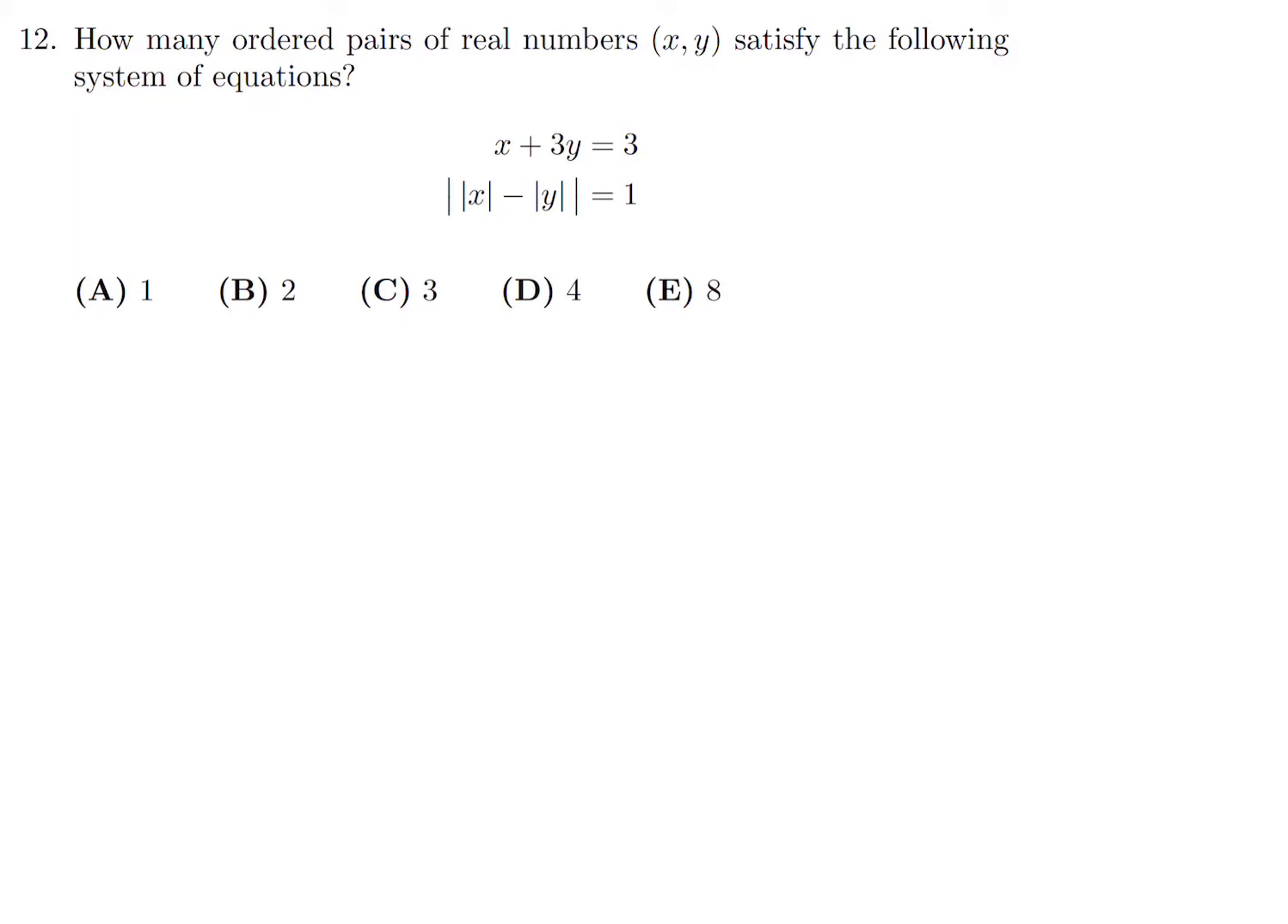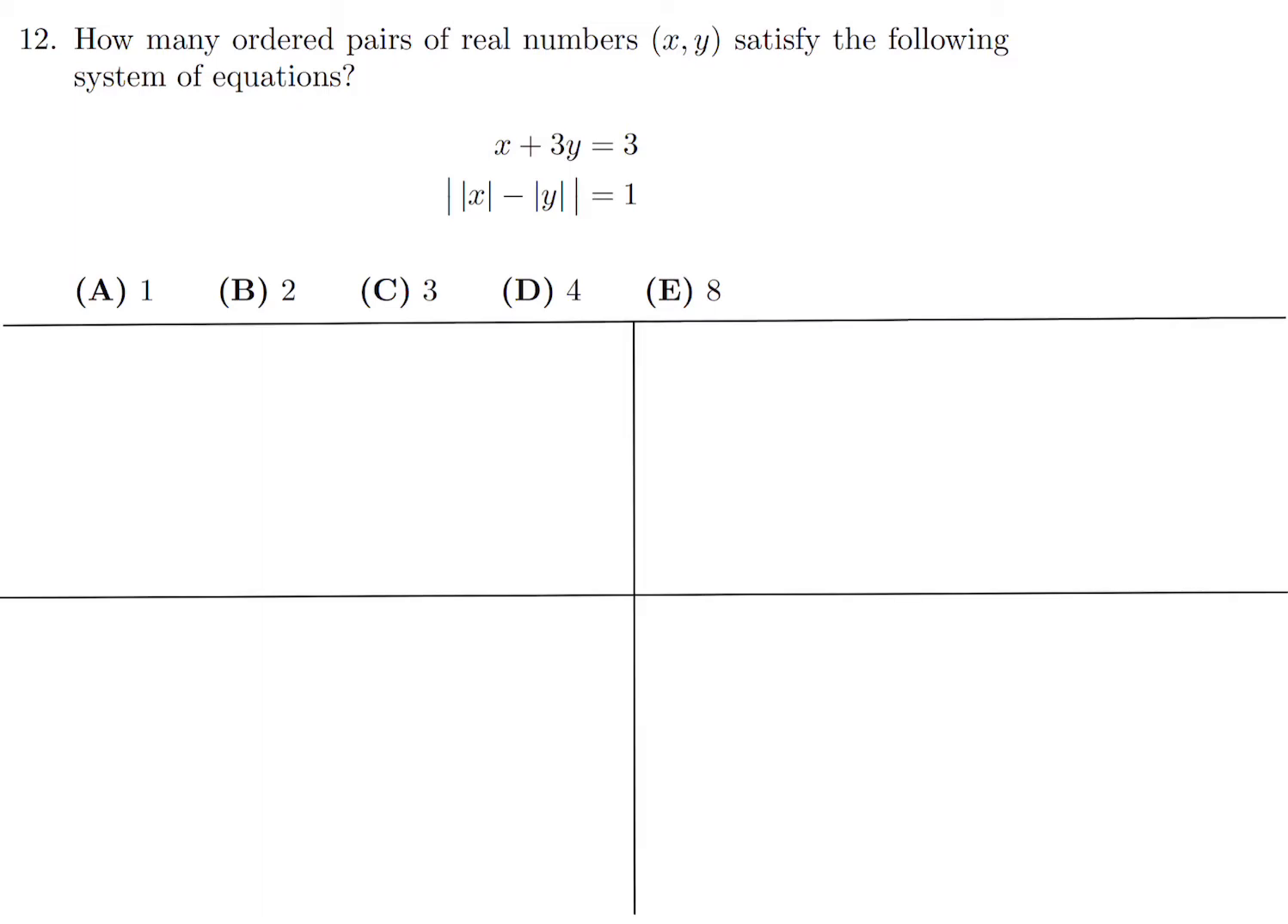How many ordered pairs of real numbers (x, y) satisfy the following system of equations? x plus 3y is 3, and the absolute value of x minus the absolute value of y is equal to 1. All right. Well, as always, in these kinds of questions, we've got 4 different scenarios, right? The first one is when we have this scenario of x greater than 0 and y greater than 0.